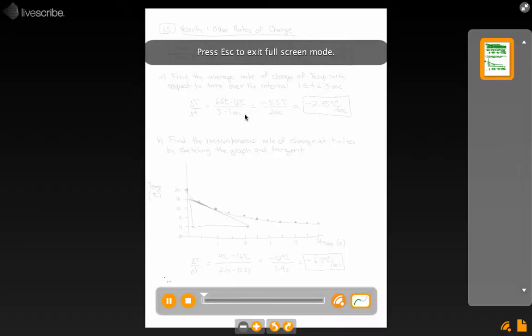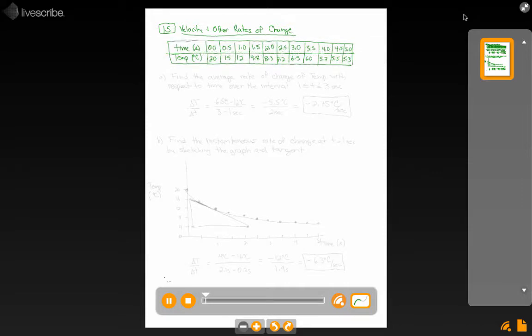This example comes out of section 1.5. The section is called velocity and other rates of change, and this one has to do with some raw data we're given here in a table where, as time goes on, we're given a bunch of temperatures, and the temperature appears to be falling. It starts at about room temperature, 20 degrees Celsius, at time equals 0, and then it falls steadily over the next 5 seconds down to a temperature of 5.3 degrees Celsius.